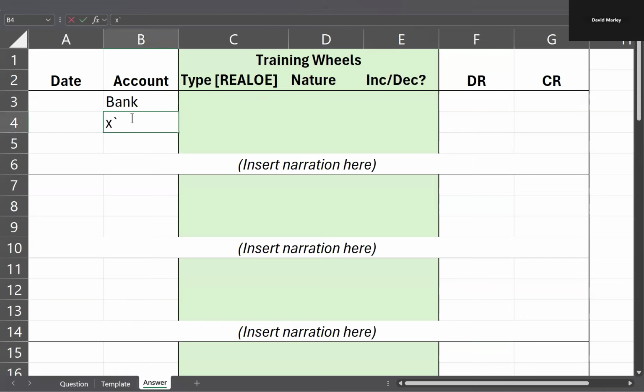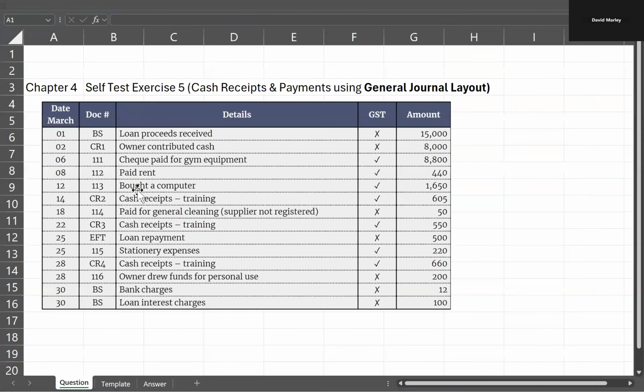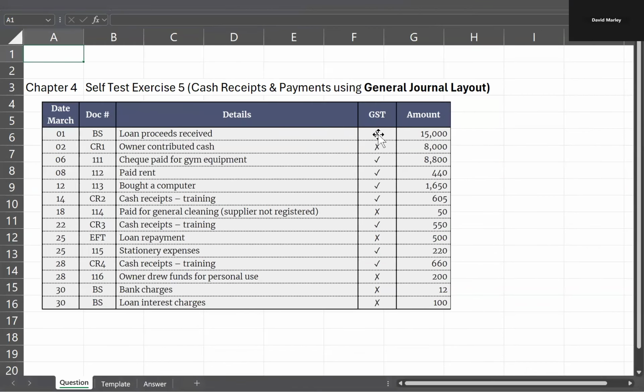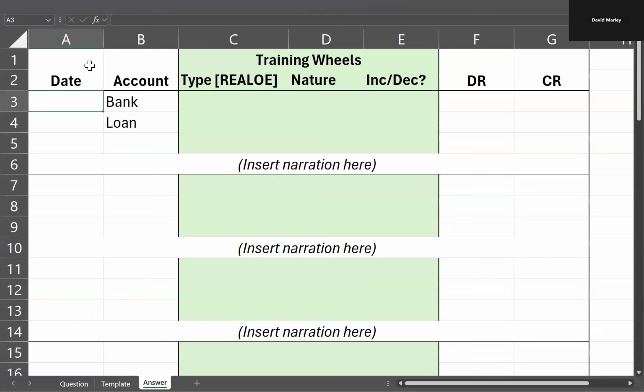And then there's always at least two accounts, isn't there? So we have to think, well, why is the bank going up? It's because I got a loan. So the other side might just be loan or bank loan. And then we can see over to the side here that there's no GST on that transaction. Got to put the date in, so I'll just put 1st of March here.